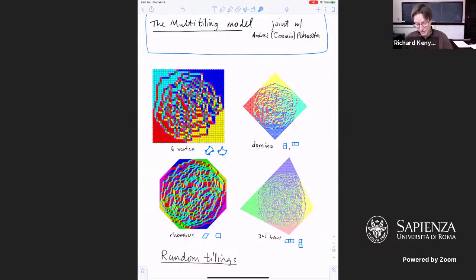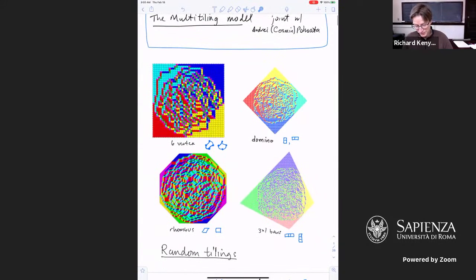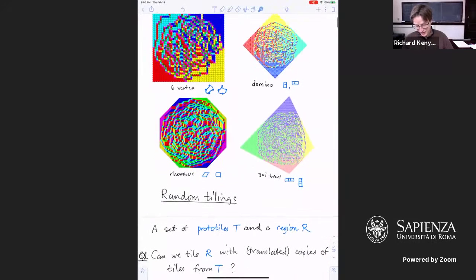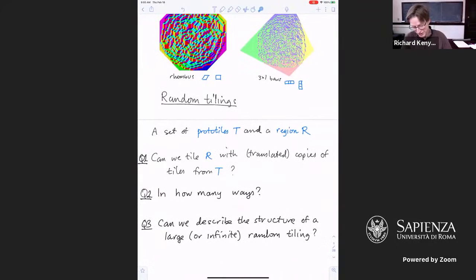And of course, there are many versions of this model. You can take your favorite set of prototiles, and maybe you can allow rotations and translations, or just translations only. Typically in this talk, we'll allow translations only. And of course, many of these models have been well, yeah, so here's in fact the definition. We have a finite set of prototiles T. By prototile, I just mean some sets in the plane, and a region R, maybe like one of these funny regions in the plane.